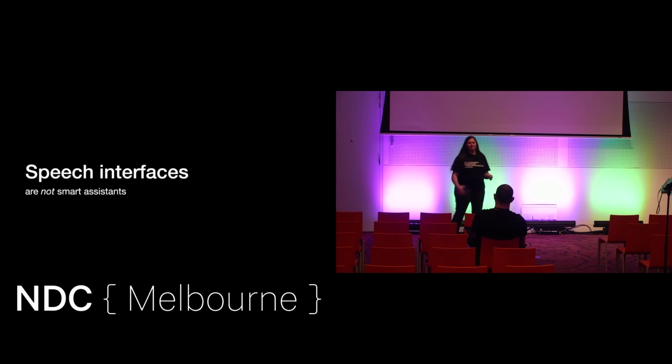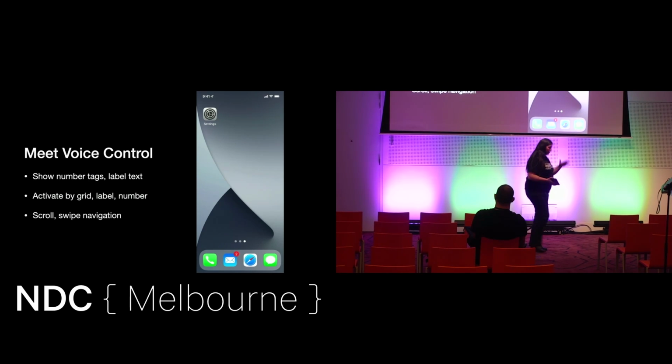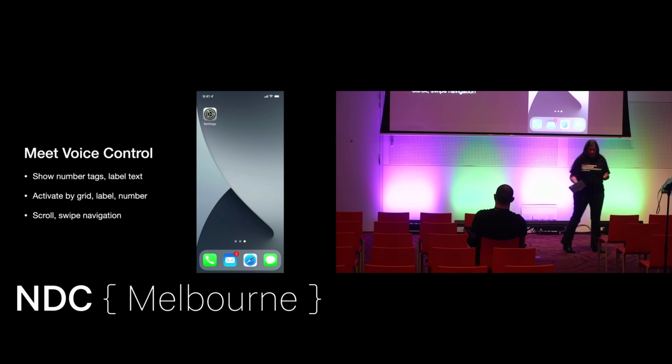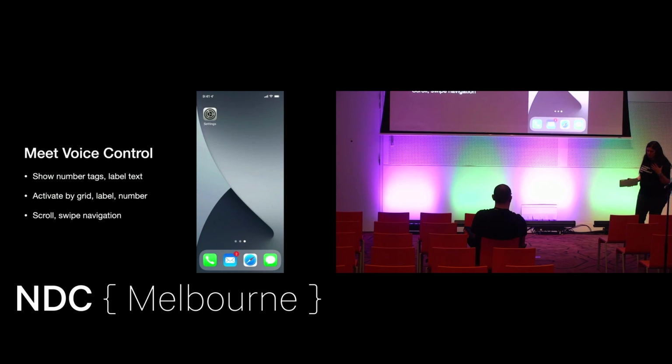So the speech interface on iPhone is called Voice Control. The speech interface on Android is called Voice Access. And they behave in a very similar fashion in that they provide a visual overlay on top of your app experience, tagging all of the elements that it deems interactive. And then you can activate an element by name or by tag number.